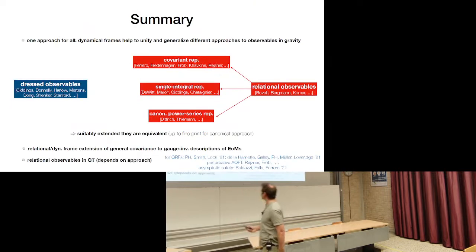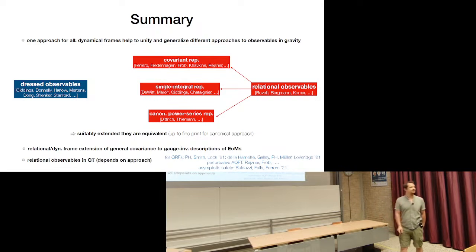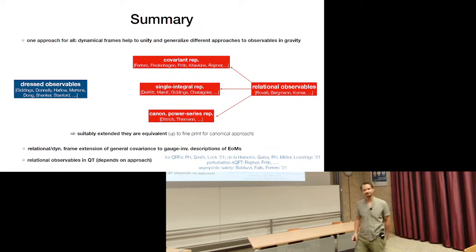So yeah, here's the summary. We basically have now one approach that encompasses basically all of these approaches to gravitational observables, really unifies them, and that's based also on using dynamical reference frames. When each of them is suitably extended, they're all equivalent, up to some fine print for the canonical approach. And okay, I guess the other parts here I didn't even have time to discuss, so let me just leave it here. Thanks.